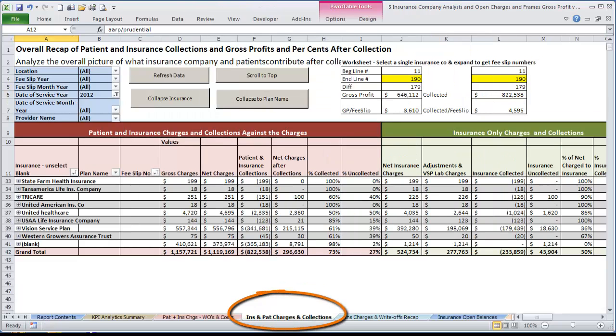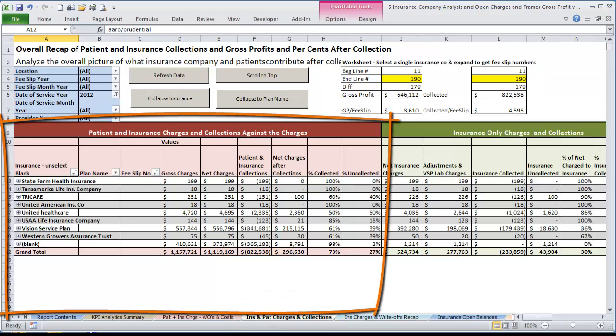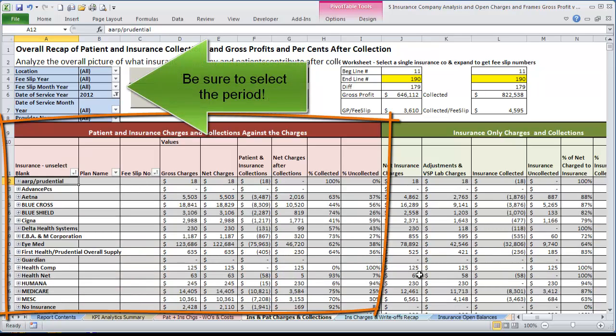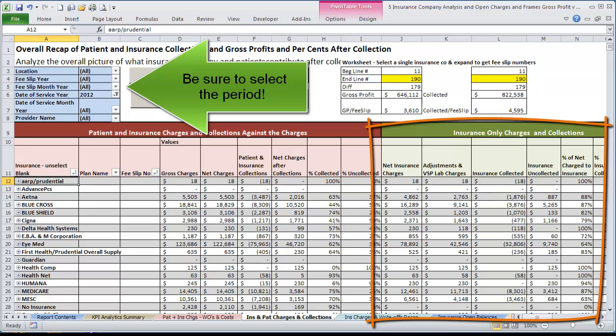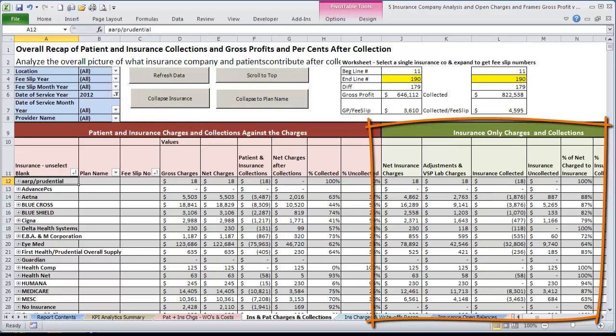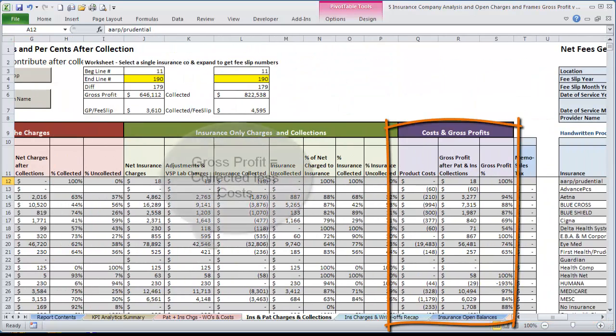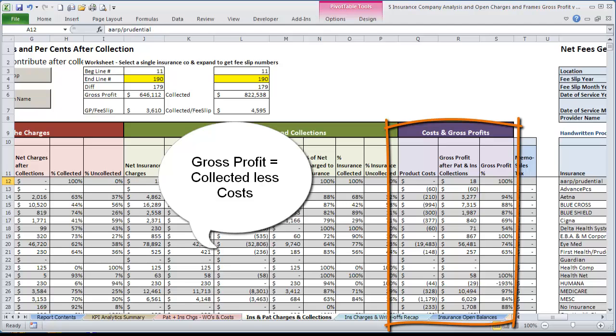The green tab, labeled Insurance and Patients Charged and Collections, shows in the pink area the actual patient insurance amounts collected to date. You can easily see by insurance company what you are collecting in total from both patients and their insurance carriers. The green area shows specifically what the insurance companies are paying you and what is still to be collected. Here, the gross profits are collections from both patients and insurance less your costs. Unlike the first tab, where the gross profit is based on what staff has written off to date, this gross profit is based on collections.